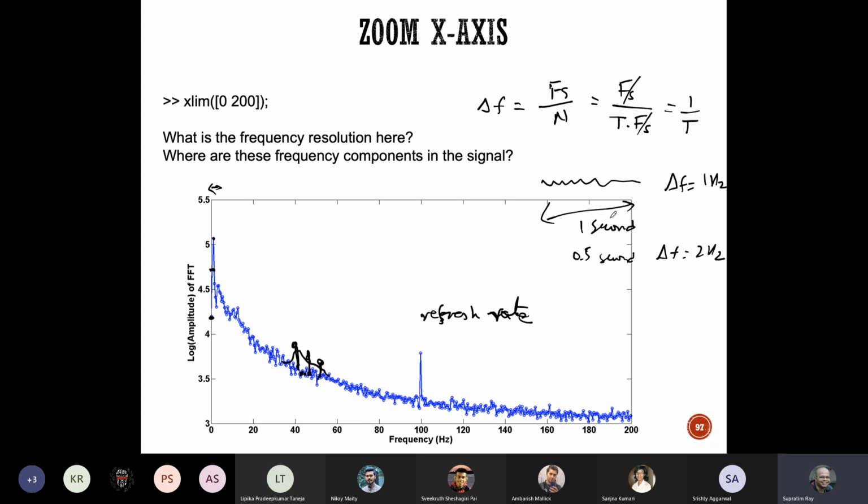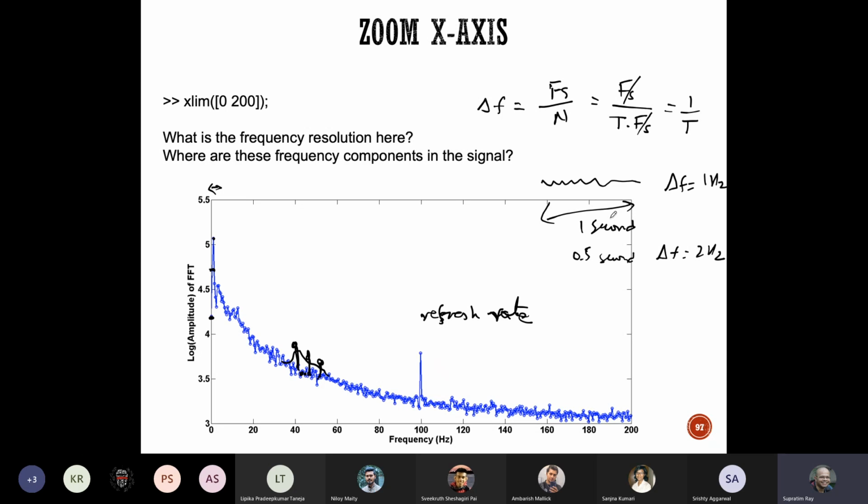Okay, so any questions on this? What we are seeing here is the time frequency uncertainty, which means that in order to determine the frequency content of the signal, you need to stare at the signal for longer and longer durations. Okay, and that's how it is.